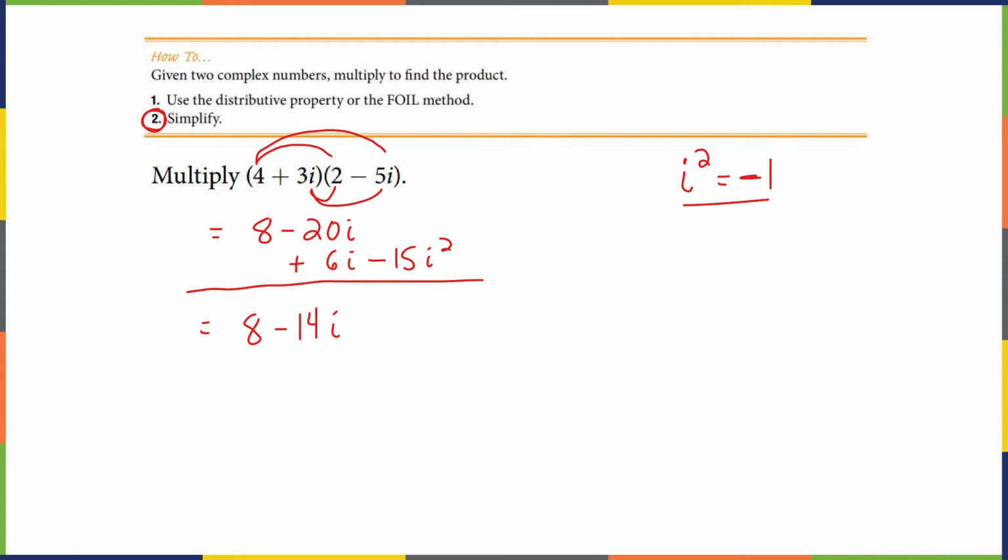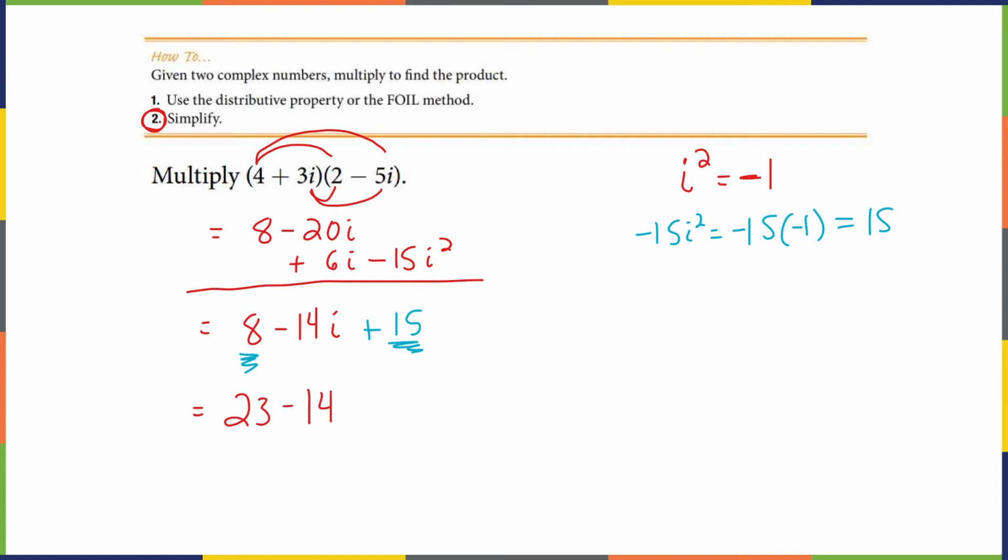Since i squared is -1, I could write -15 times i squared is -15 times -1, which is +15. Now 8 and 15 are both real components of my number, so I can add them together and get 23 minus 14i. Notice that the real part still comes before the imaginary part.